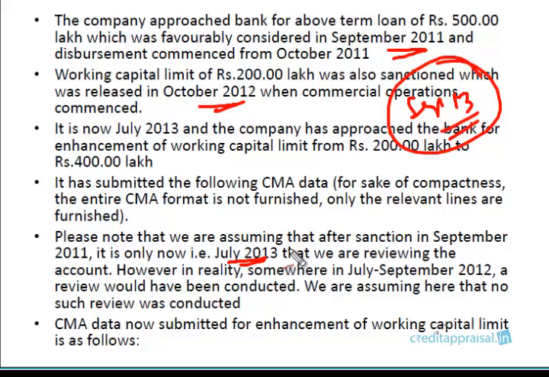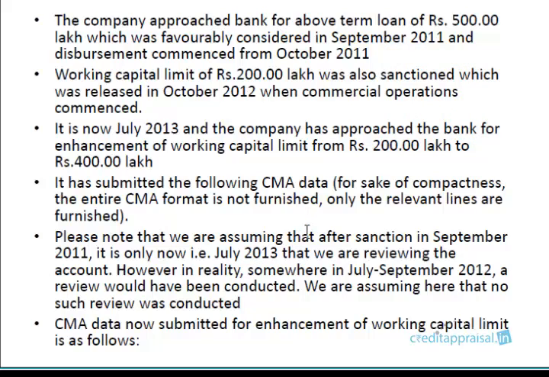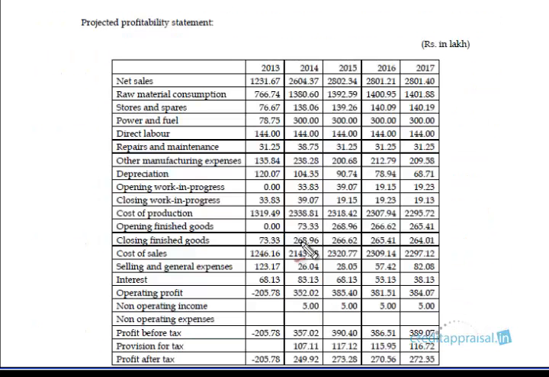That didn't happen. So now this company has come for enhancement of working capital limit and submitted the following CMA data. So this is the projected profitability statement. Earlier we have seen a projected P&L account and projected balance sheet, but please remember they were the estimated P&L and balance sheet what we have seen earlier.